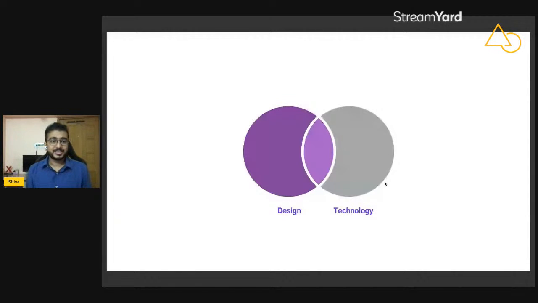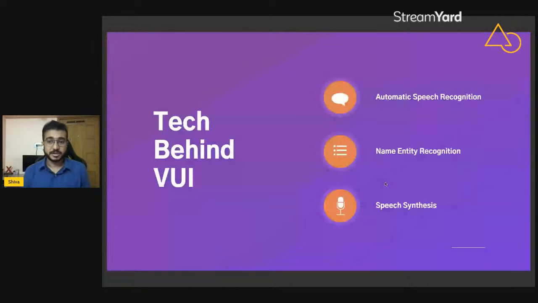So let's look at the technology that supports VUI. There are three major technologies that support VUI: automatic speech recognition, natural language understanding, and speech synthesis.